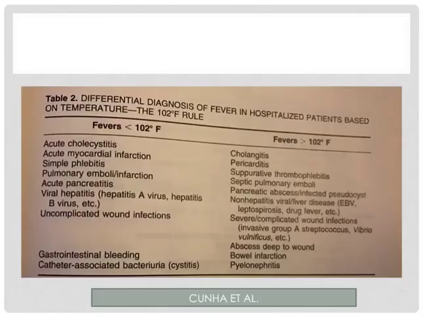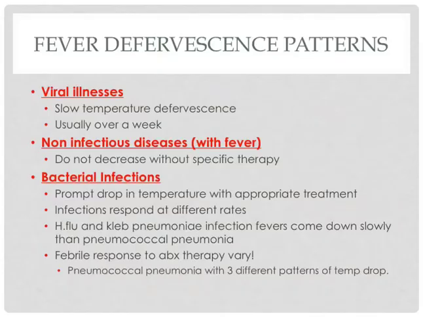And I had this nice slide: fevers less than 102, you can have all these causes. Over 102, you should think about cholangitis, pericarditis, and pyelonephritis. So just very quick, fever defervescence. If you have a viral illness, you have a slow temperature defervescence, usually over a week. If it's a non-infectious disease, they usually don't come down without a specific therapy. And with bacterial infections, you see a prompt drop in their temperature with appropriate treatment.